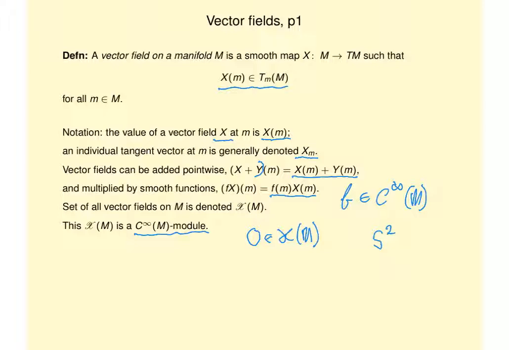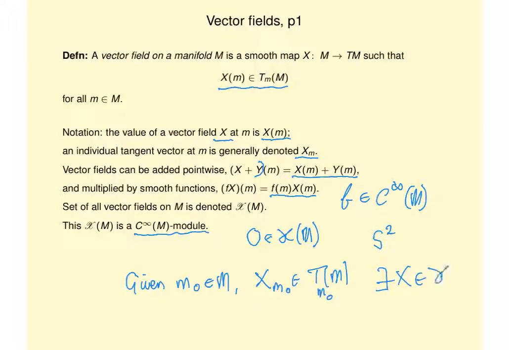On the other hand, we'll also prove that for any manifold, given a point m0, and given a tangent vector at that point, there exists a vector field which has that value. Okay, and we'll prove that, or at least go through the broad steps of the proof later on. So, in fact, vector fields are very numerous, and it's generally quite a large module.